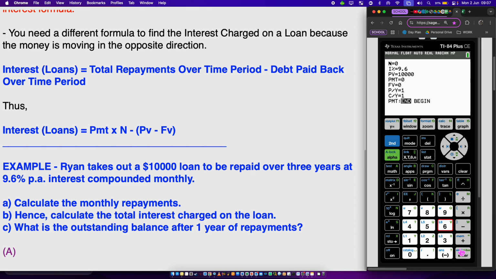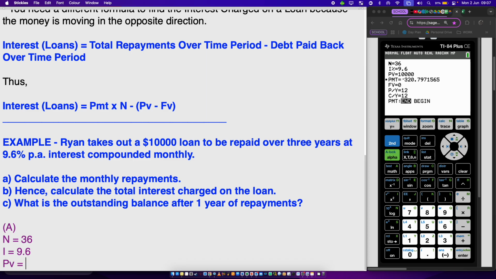9.6. How often is it compounding? Monthly, so 12, PY and CY are both 12. The last thing I need to decide is what N is. It's 3 years, and it's compounding and paying 12 times a year, so 3 times 12, 36. So now I can solve, alpha, enter. That's telling me he's going to pay $320.80. So show the working.